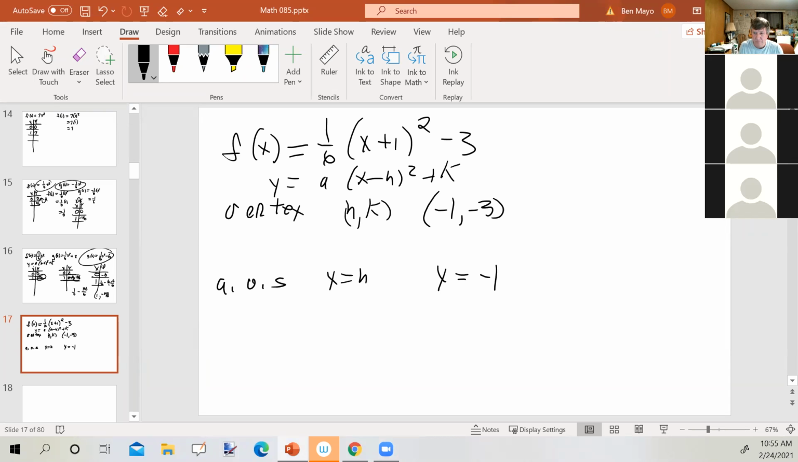Can you explain that a little more? That's where I really struggled. I don't understand the x equals h. Yeah, neither do I. Okay.